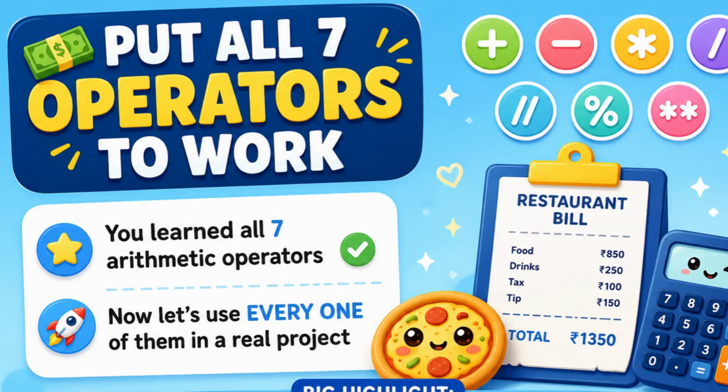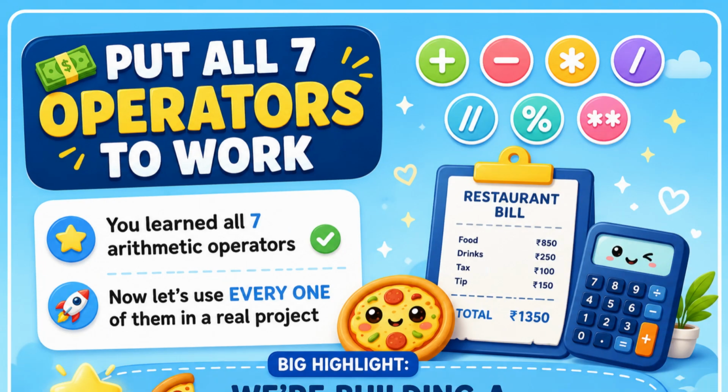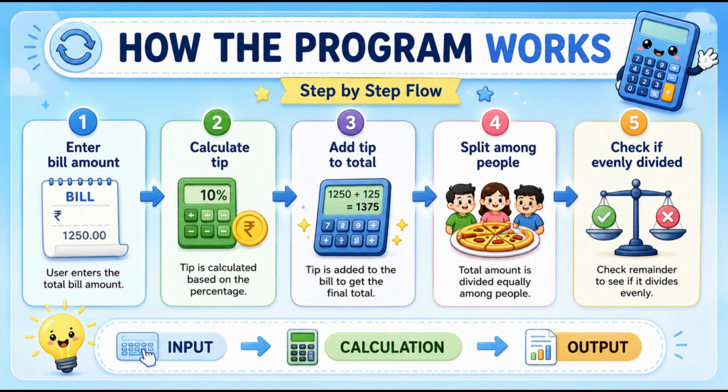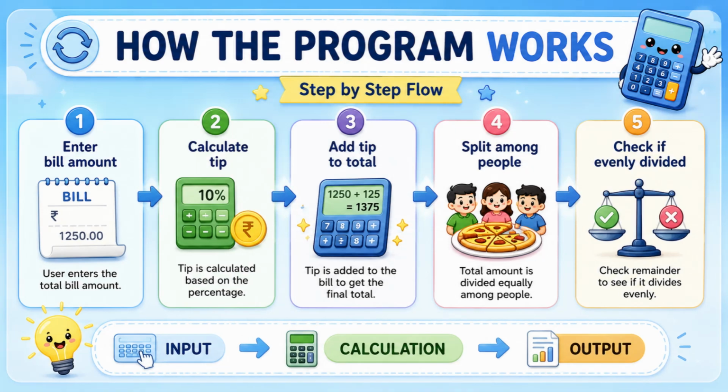You just learned major arithmetic operators and comparison operators. Now let's put every single one of them to work in one real project. We are building a restaurant bill splitter, the kind of thing you actually use in real life. By the end of this video, you'll have a working program that calculates tips, splits the bill, and even tells you if someone owes an extra rupee.